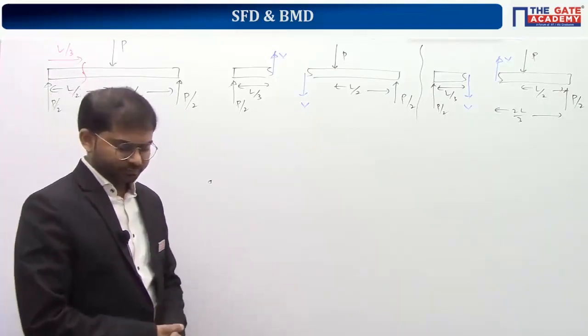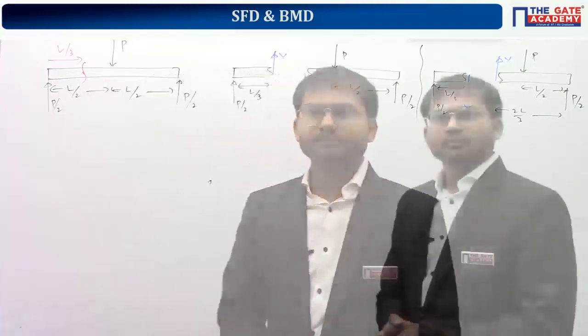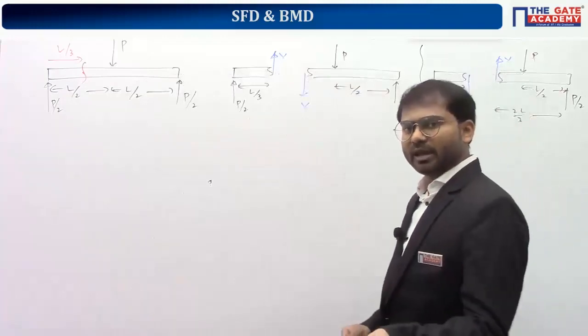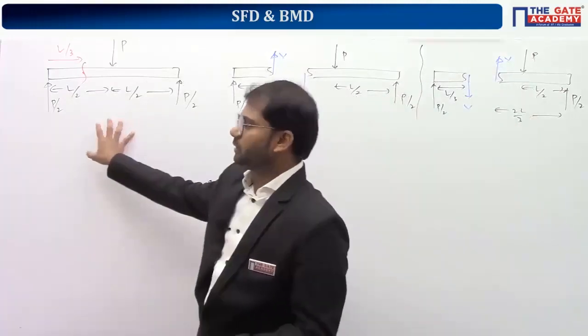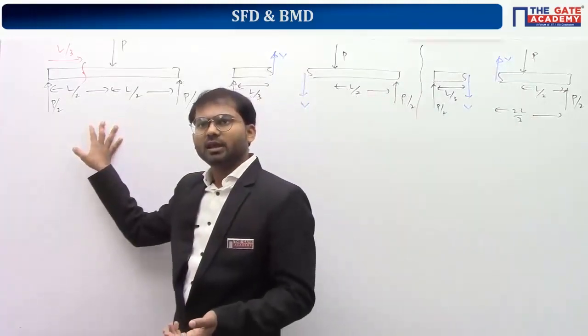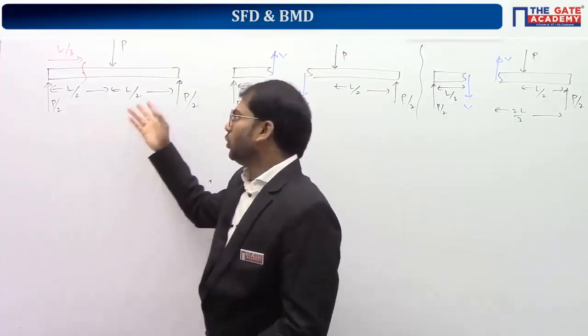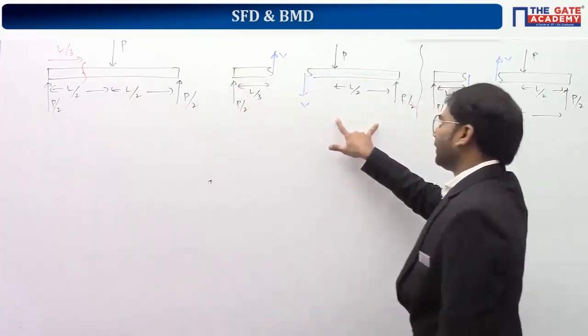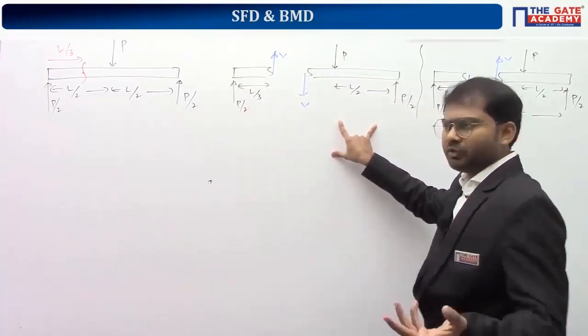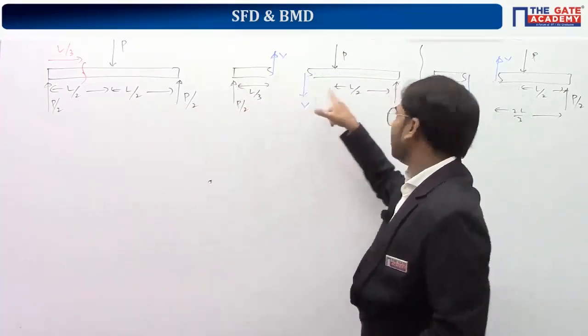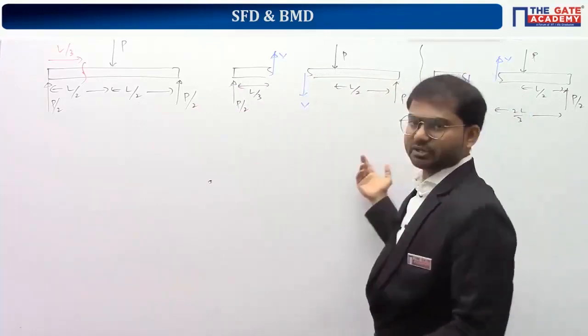How can you get it? It's nothing but the condition of equilibrium again. Because the whole member is in equilibrium, we can say every part of the body will be in equilibrium. So this part will be in equilibrium, this part also will be in equilibrium. Whether you take V upside downside or downside upside, whatever the condition you take, every part should be in equilibrium.